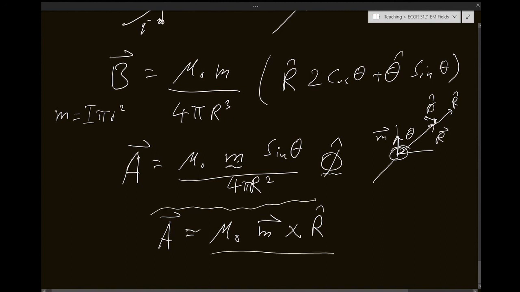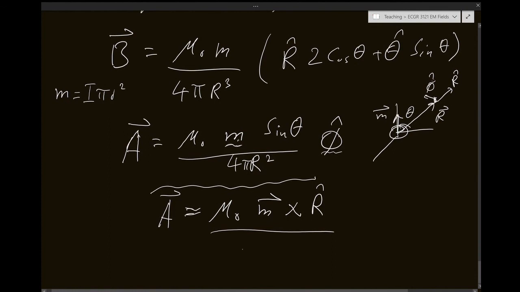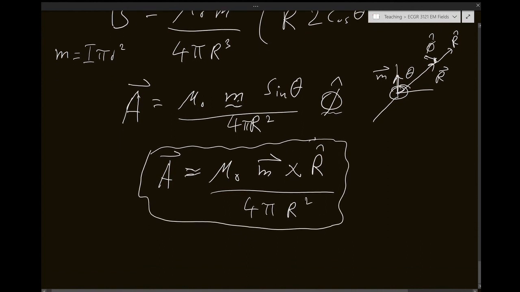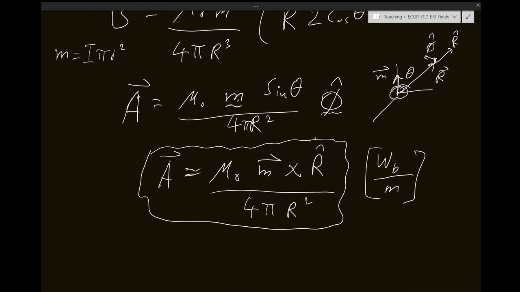This is, of course, approximate, using the binomial approximation, which is a very accurate approximation for r much larger than d. So this is the formula for the magnetic vector potential for a magnetic dipole, right? And it has units of Weber per meter. Okay. This concludes the discussion about the dynamic magnetic dipole, at least mathematically.